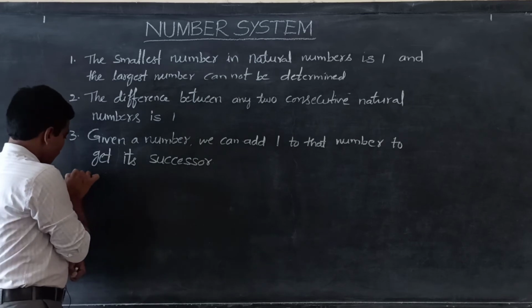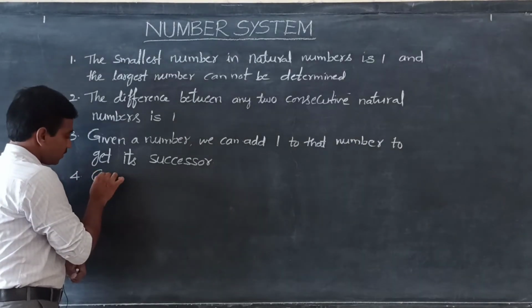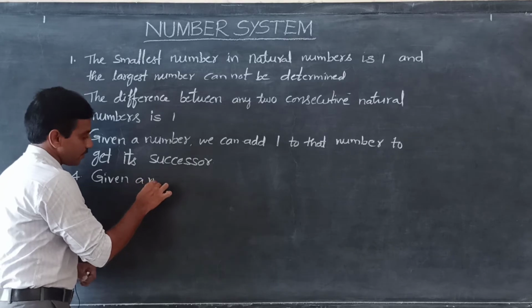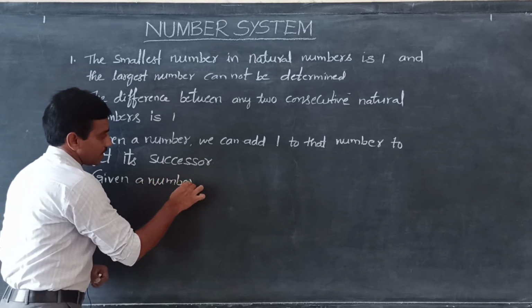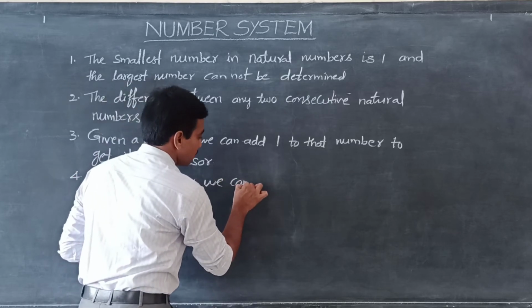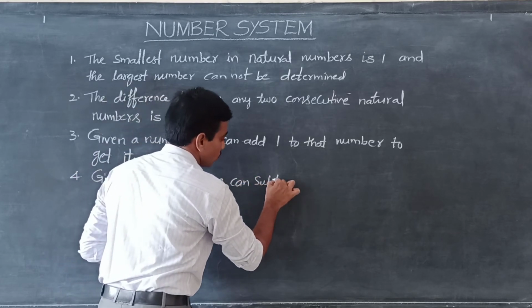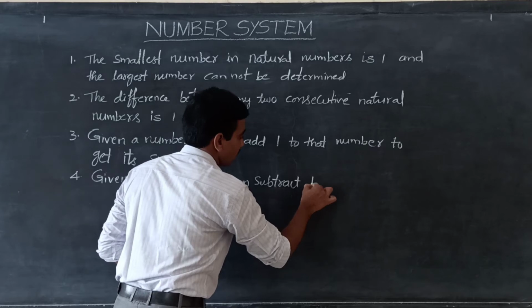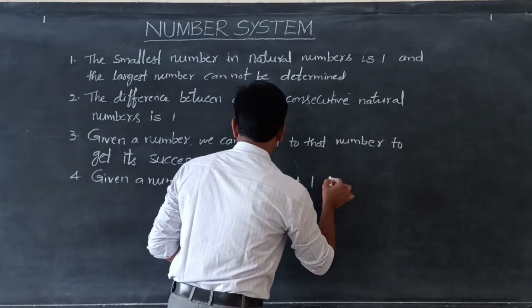Now, next, the fourth point. Given a number, we can subtract 1 from that number.